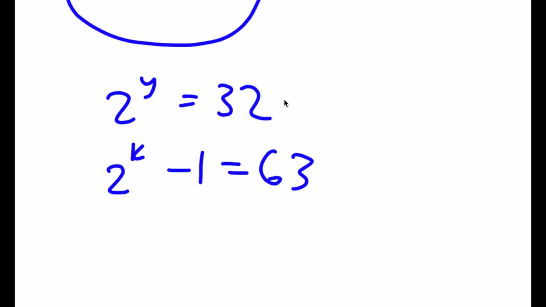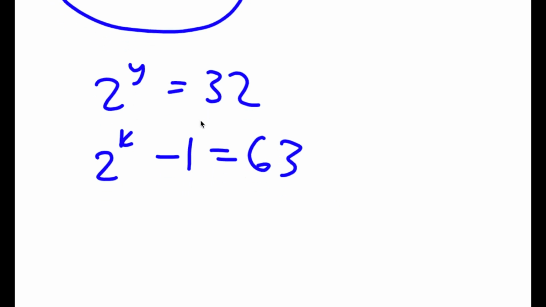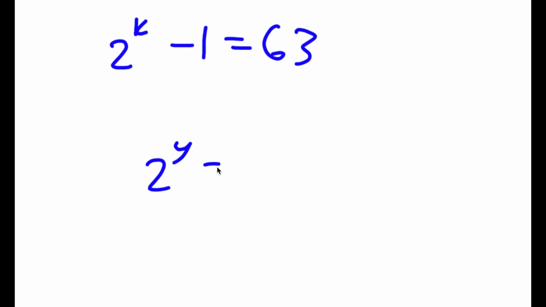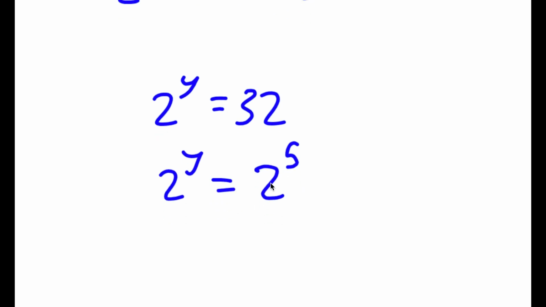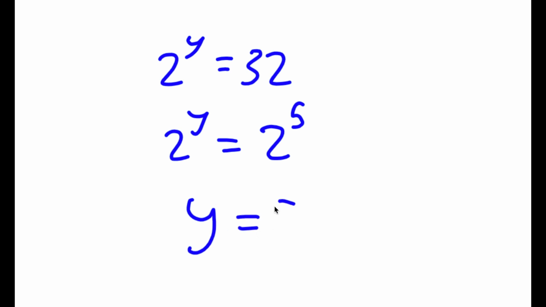So let's first start with 2 to the power of y equals 32. So we have 2 to the power of y is equal to 32, and 32, this is the same thing as 2 to the power of 5. So I have 2 to the power of y is equal to 2 to the power of 5, meaning y is equal to 5.